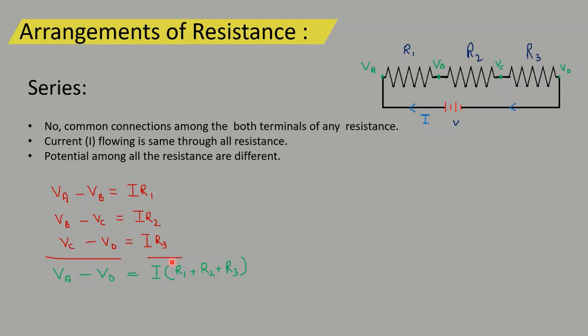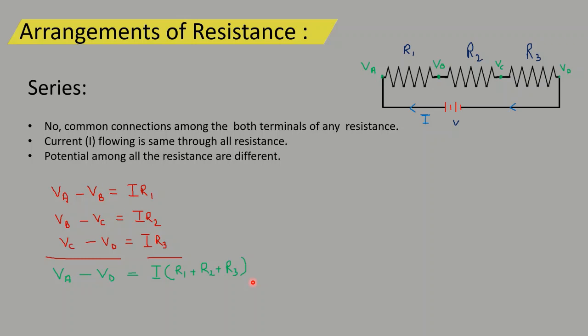And adding up, we obtain the potential drop across this end, that is the A point, and across the D point. Thus we obtain VA minus VD as the potential drop across the total resistance, or all the resistance that has been connected, which equals I into R1 plus R2 plus R3. This brings us to the topic of equivalent resistance.